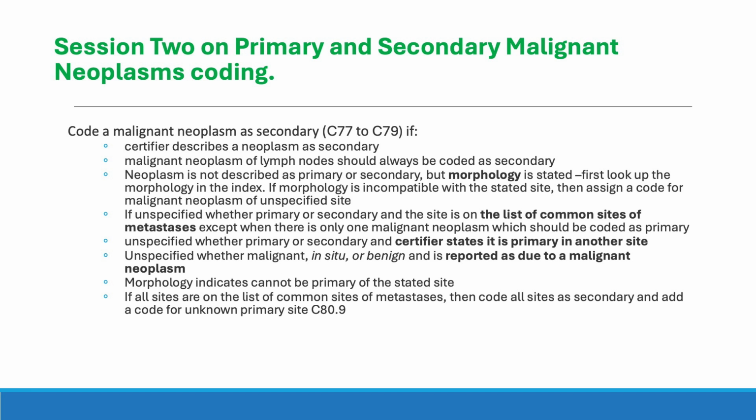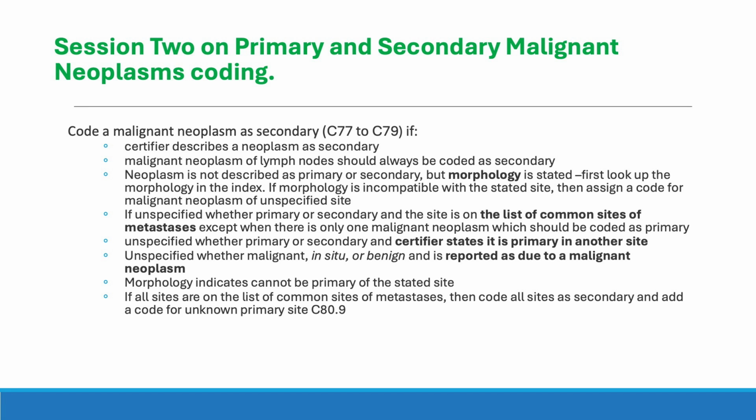Slide 10 outlines the criteria for coding malignant neoplasm as secondary, that is C77 to C79 in ICD-10 coding. Secondary coding applies when the certifier explicitly describes a neoplasm as secondary for malignant neoplasm of lymph nodes or when morphology is incompatible with the stated site. Neoplasms at common sites of metastasis are typically coded as secondary, except when there is only one malignant neoplasm present or when the certifier specified a primary site elsewhere.